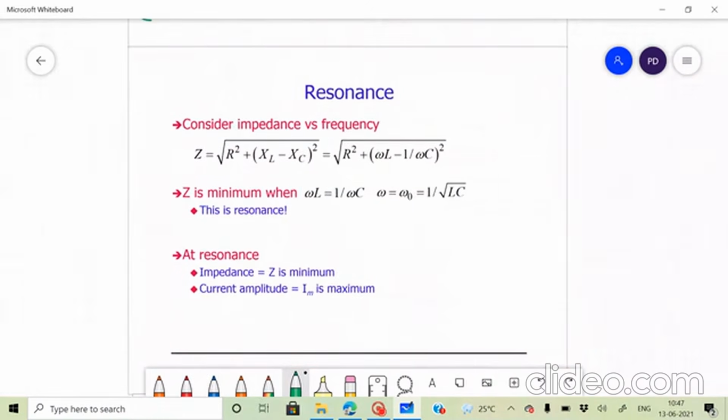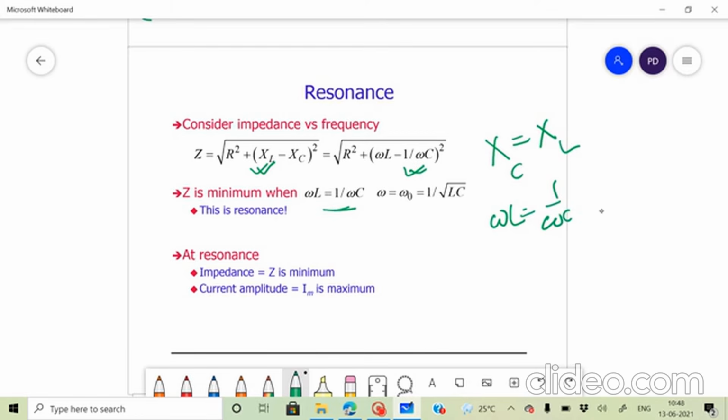So this is your important resonance. We have found the expression for the total impedance, which is equal to root over R squared plus XL minus XC whole squared. I am just plugging in the values. At resonance, I told you the total impedance should be minimum, and you can do it only by equating XL to XC. So that is the condition for resonance. That means omega L is equal to 1 over omega C.